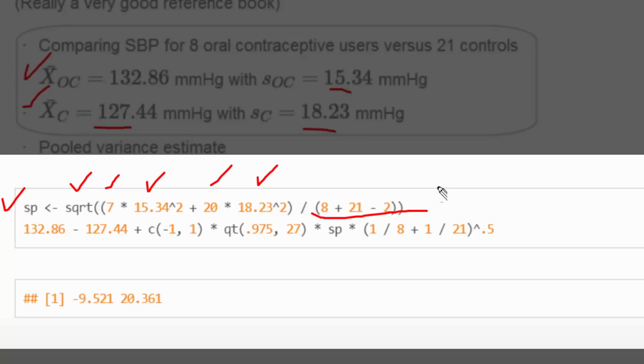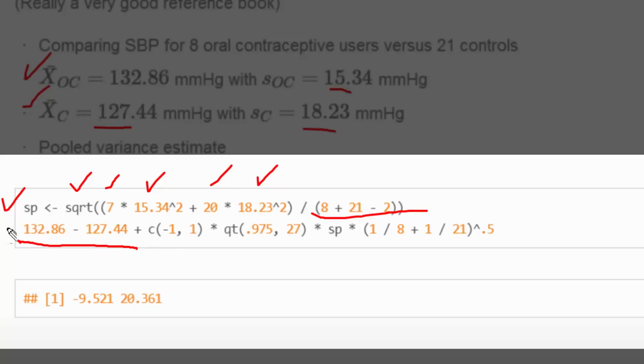That gives us a weighted average of the variances, where the control group with 21 gets more impact than the oral contraceptive users with 8. Then I square root the whole thing because I want the standard deviation. Then my interval is the difference in the means.